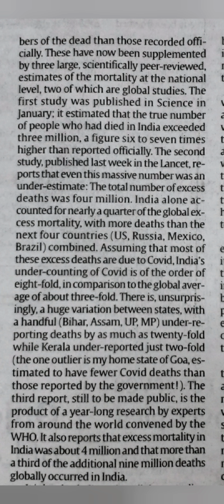The third report, still to be made public, is the product of a year long research by experts from around the world convened by the WHO. It also reports that excess mortality in India was about 4 million and that more than a third of the additional 9 million deaths globally occurred in India.